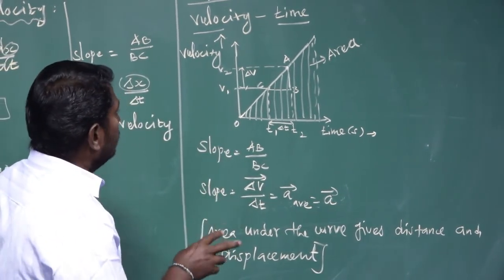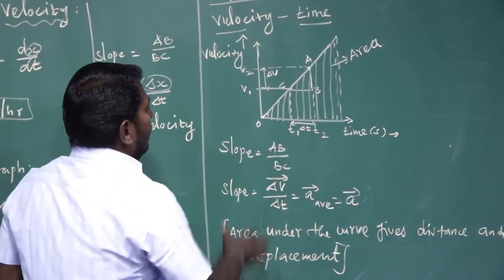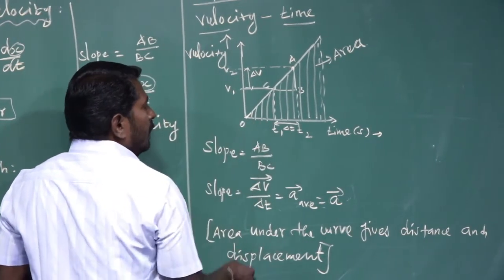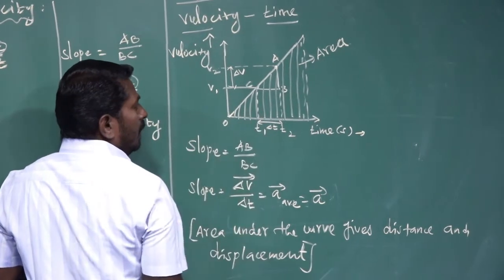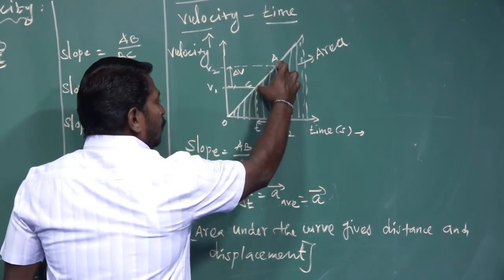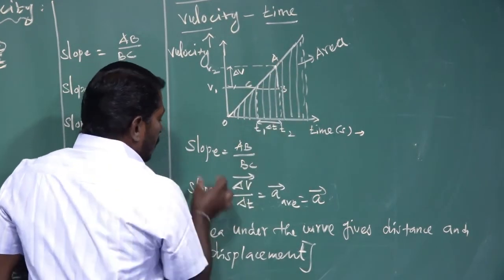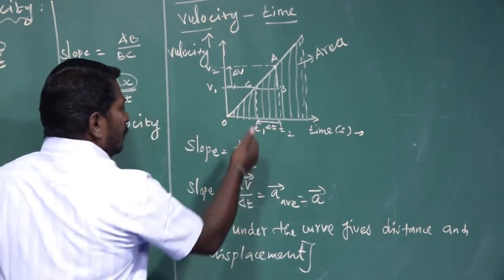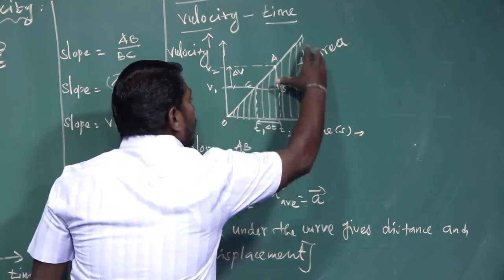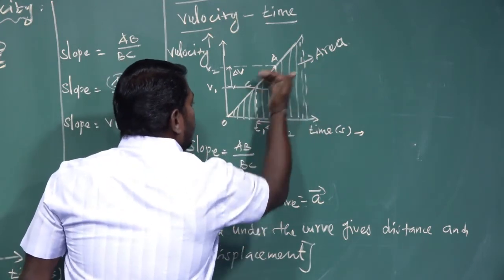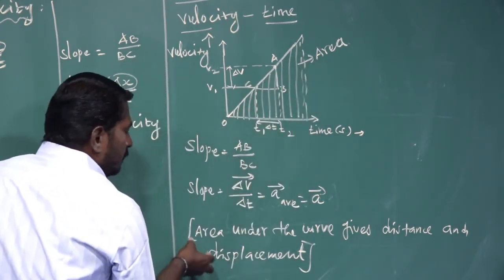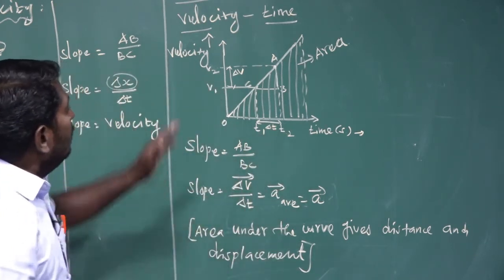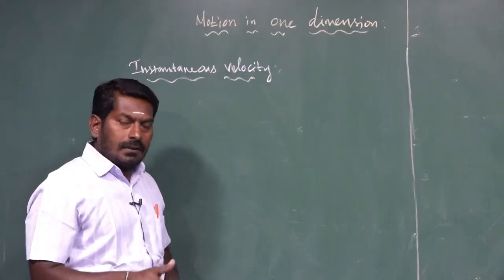So there are two things in the velocity versus time graph. In this graph, we get a straight line starting from the origin. On the straight line, we choose two points and take the slope. That slope value gives average acceleration, simply acceleration. And also, we measure the area under this curve. This is the area. In measuring the area under this curve, we get distance and also displacement in the velocity versus time graph.